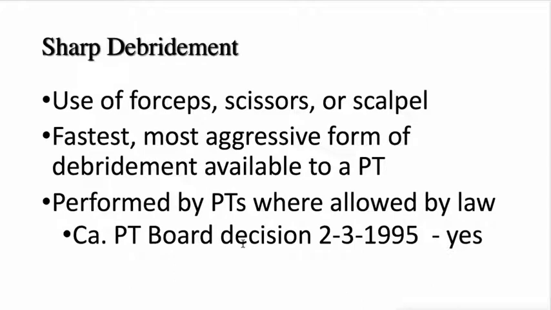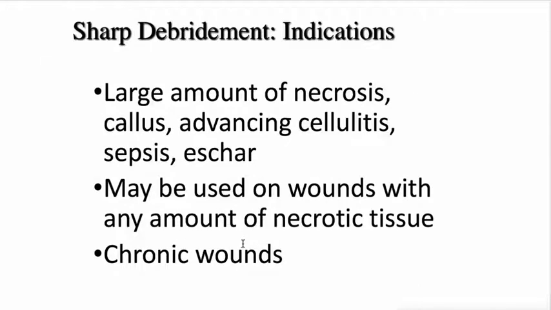Okay, sharp debridement: you're going to use a forceps, scissors, or scalpel. It's the fastest, most aggressive form of debridement available to a PT, and it is under our scope of practice. Not every state's scope of practice, though, so pay attention to that. Sharp debridement indications are large amounts of necrosis, callus, advancing cellulitis, sepsis, or eschar. It could be used on wounds with any amount of necrotic tissue or chronic wounds.